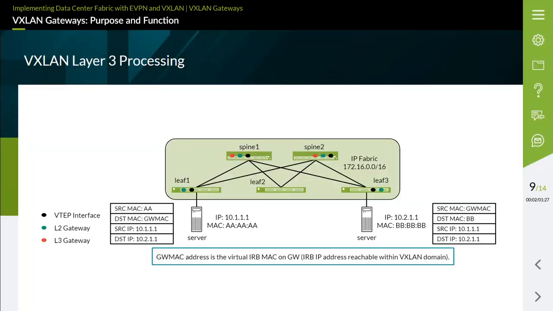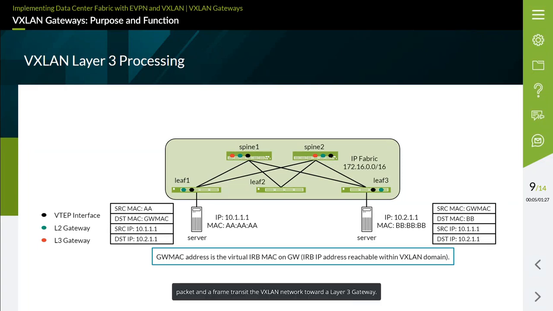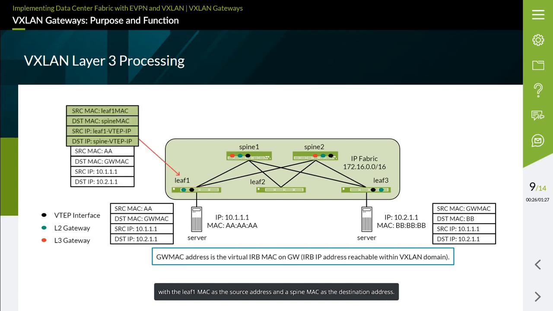The example shows the encapsulation information as a packet and a frame transit the VXLAN network toward a Layer 3 gateway. Host A sends a frame with its MAC address as the source and the L3GW MAC address as the destination. The source IP is 10.1.1.1 and the destination address is 10.2.1.1. Leaf 1 encapsulates the frame sent by host A and adds a VXLAN header with the Leaf 1 MAC as the source address and a spine MAC as the destination address. It also includes the Leaf 1 VTEP IP as the source and a spine VTEP as the destination. The spine is determined by the forwarding table.